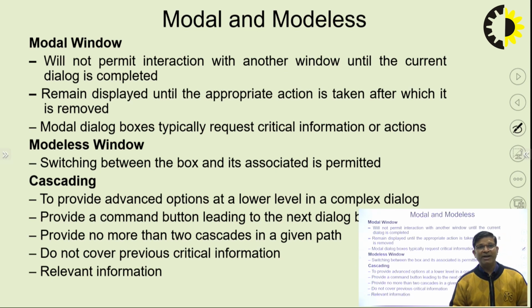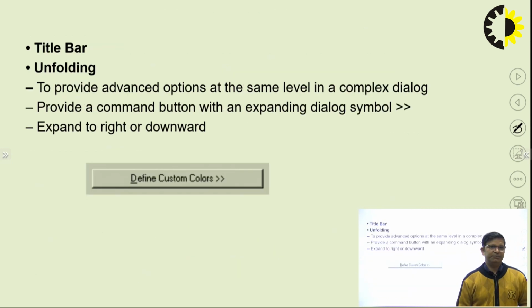Cascading. To provide advanced options at a lower level in complex dialogs, provide a command button leading to the next dialog box. Provide no more than two cascades in the given path. Do not cover previous critical information and relevant information.